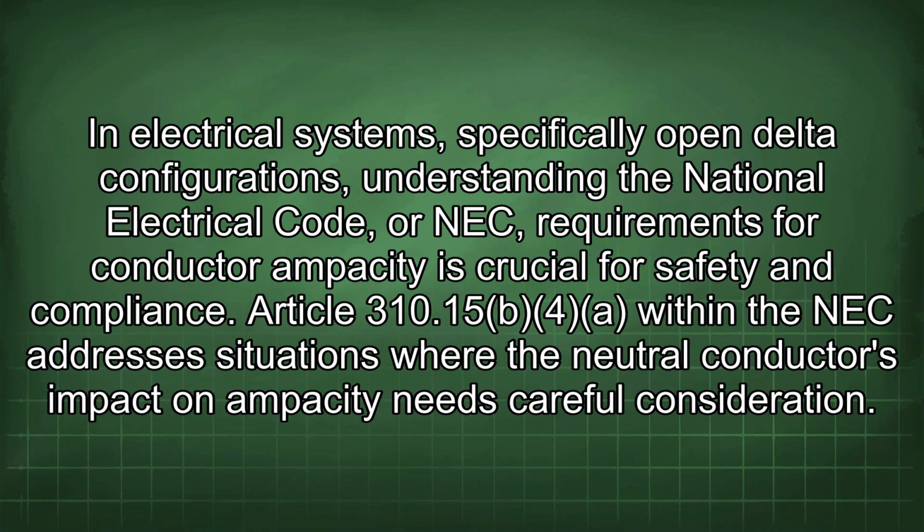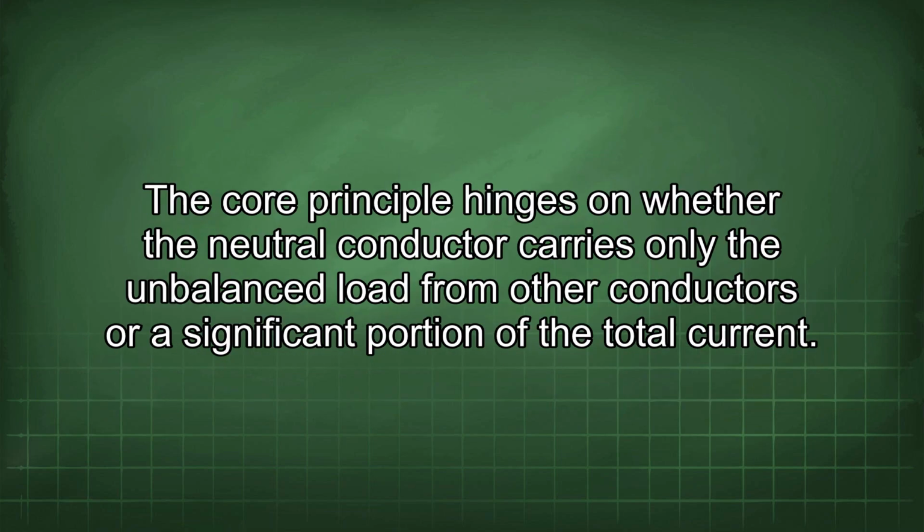In electrical systems, specifically open delta configurations, understanding the National Electrical Code, or NEC, requirements for conductor ampacity is crucial for safety and compliance. Article 310.15(b)(4) within the NEC addresses situations where the neutral conductor's impact on ampacity needs careful consideration. The core principle hinges on whether the neutral conductor carries only the unbalanced load from other conductors or a significant portion of the total current.